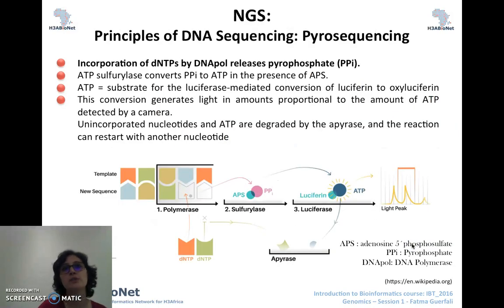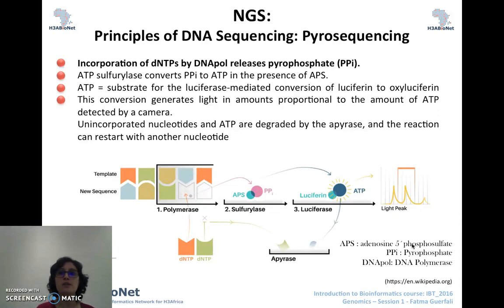Now, the pyrosequencing technology relies basically on the same principle of sequencing by synthesis, which is detecting light along with the elongation of DNA. The difference is that it relies on the fact that the incorporation of the dNTP will release a pyrophosphate. So we do not detect the light directly.